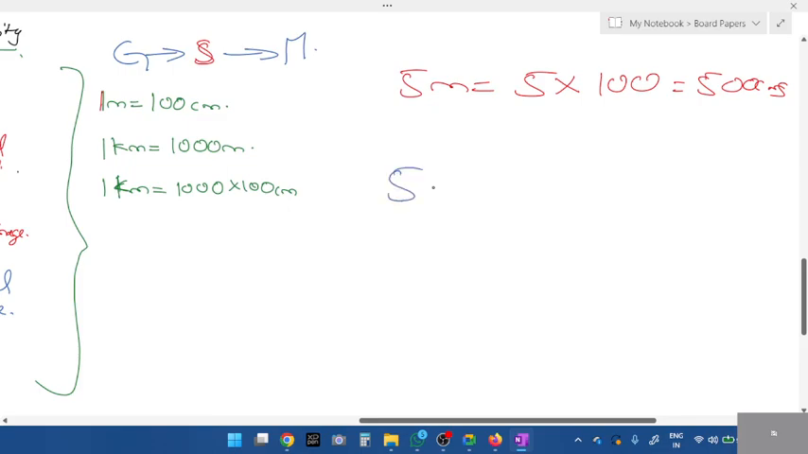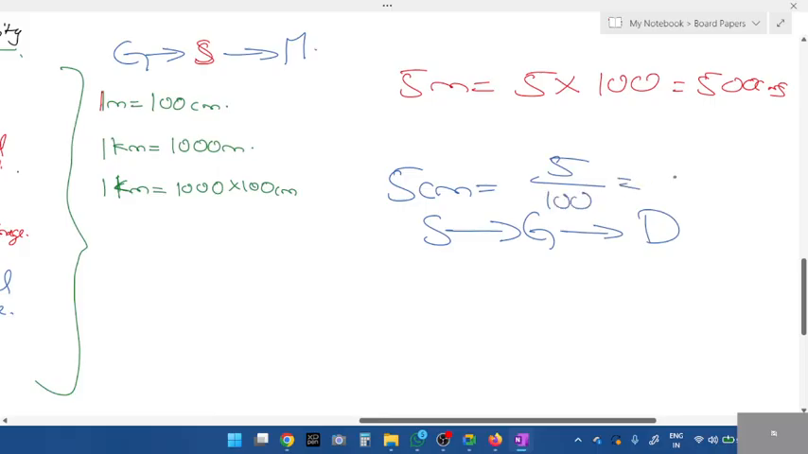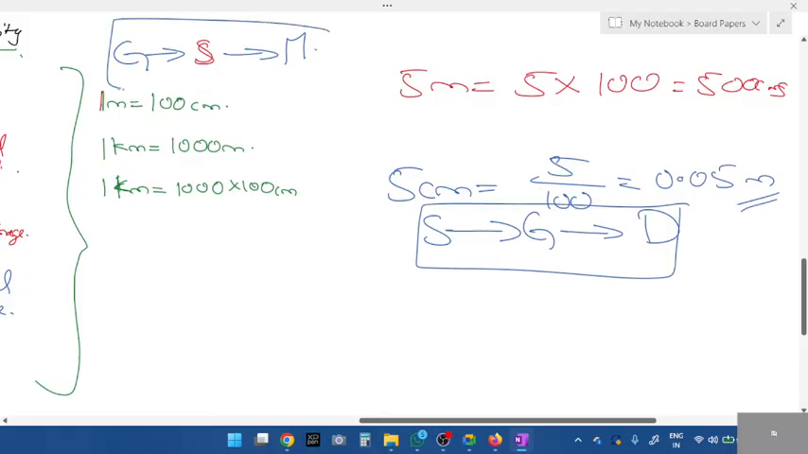Now, if I want to convert 5 centimeters into meters, what are we doing, students? From small to greater. From small to greater, what do you do? Divide. So 5 divided by 100. What's the answer, students? 0.05 meters. So remember this code, it is important. GSM. Greater to smaller, multiply. Smaller to greater, divide.